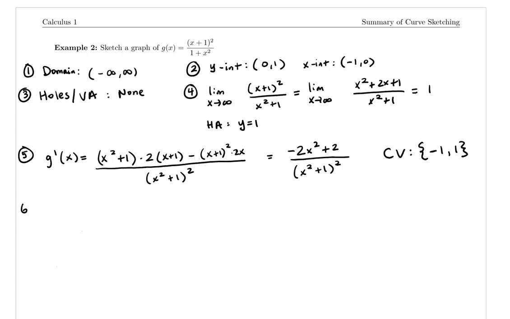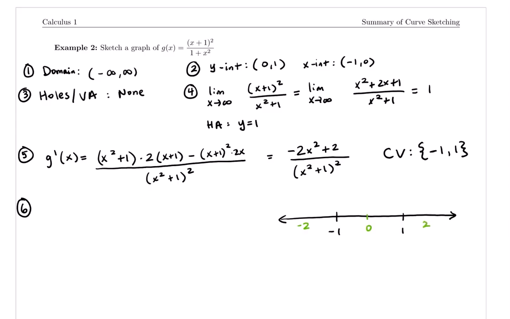And for step 6, we want to create a sign chart. So let me go ahead and make our number line. I'm going to place -1 and +1, and then we want some test numbers. So for some test numbers, why don't we use 0, -2, and +2.